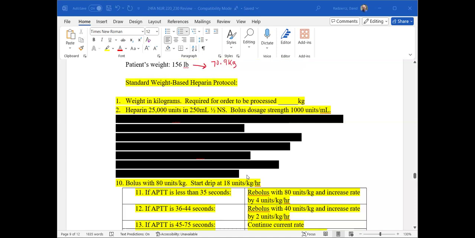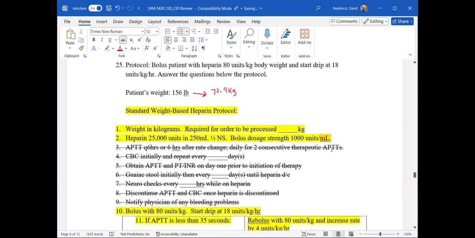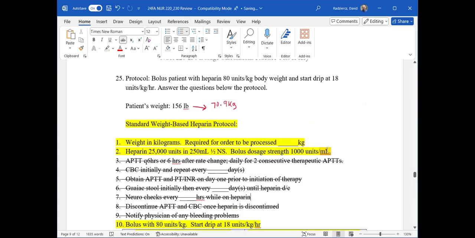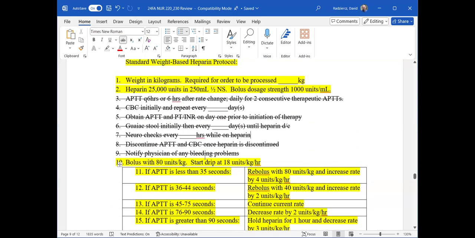All right. So what you're actually probably going to see when it comes to the protocol is something that looks like this. You're going to get to this heparin protocol question, and it's going to start off by telling you the protocol, and it's going to tell you to bolus the patient, and then to start an IV drip, and then to answer the questions below the protocol. Now, when they say the protocol, the protocol is these 15 steps. What that means is you don't need to go through and answer every single one of these steps. It's just what the protocol looks like.